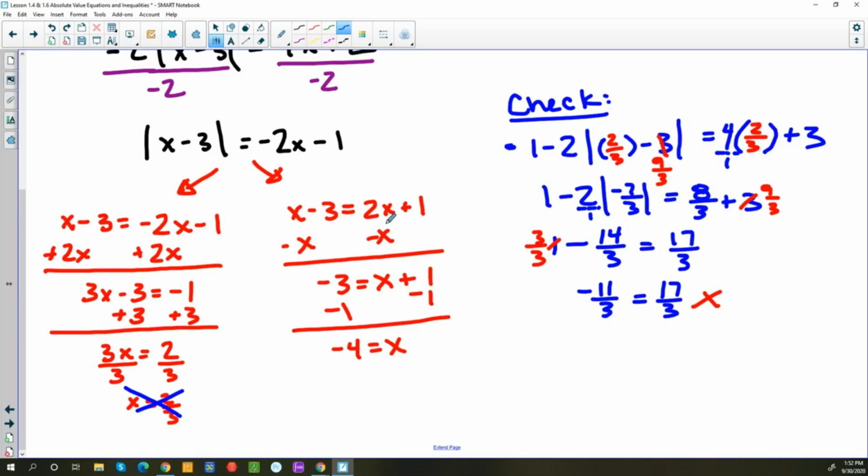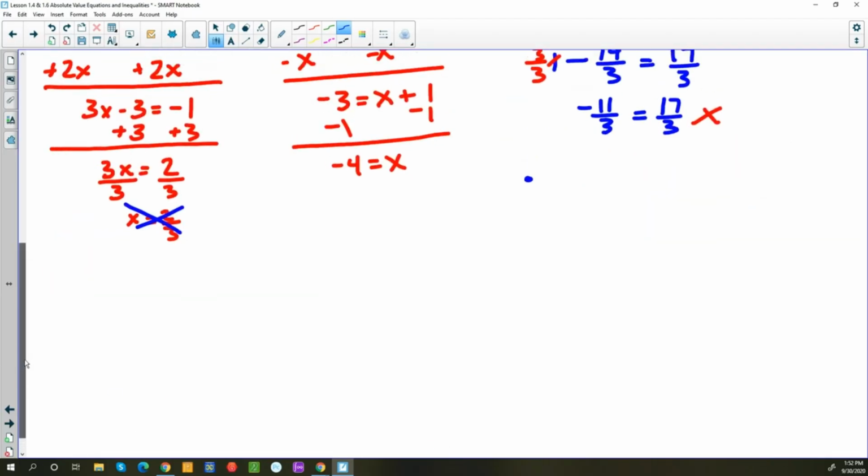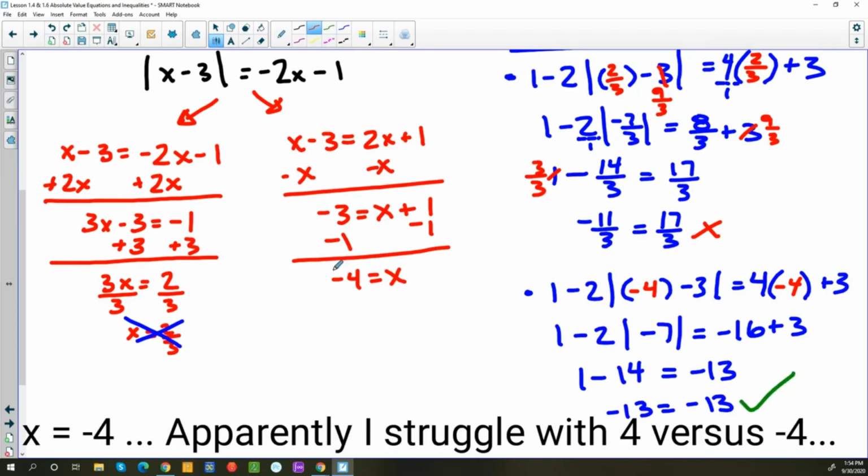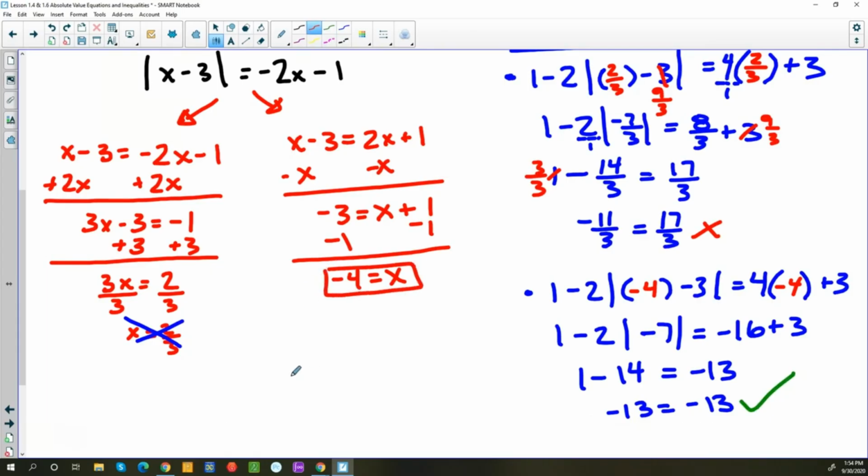So now we want to check -4. If -4 works, then -4 is our only answer. If -4 doesn't work, then we have a no solution situation. 1 minus 14 gets me -13. So this does work. So that means that x equals -4 is an answer. So then the final way that you're going to report that to me is in your little squiggles, your set notation, of -4.